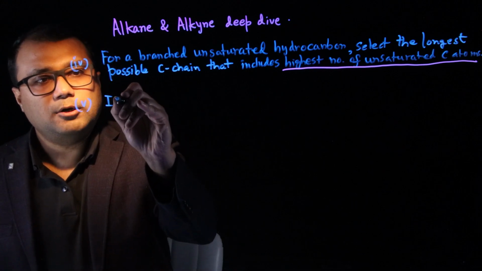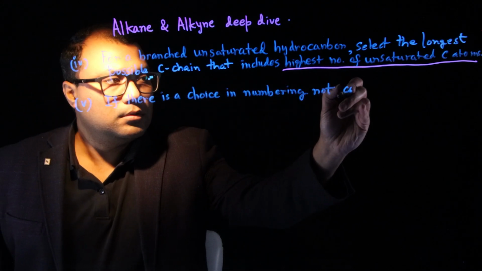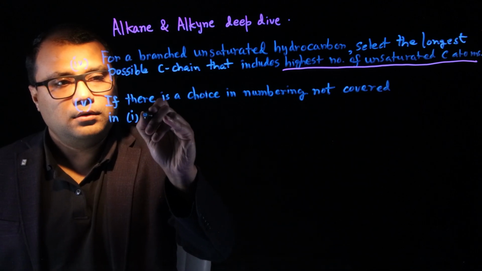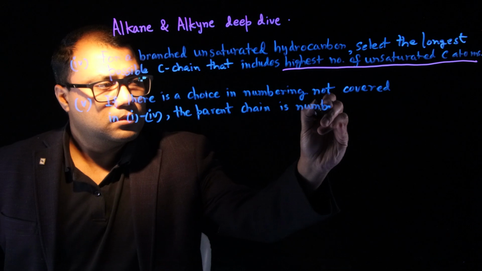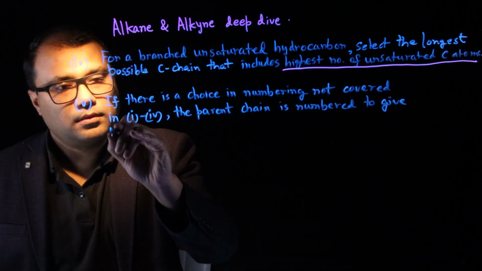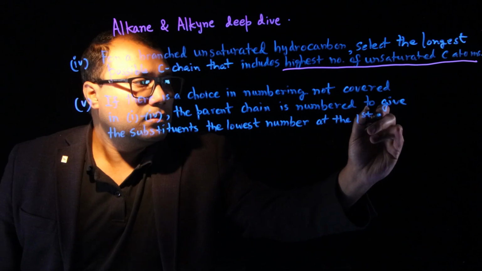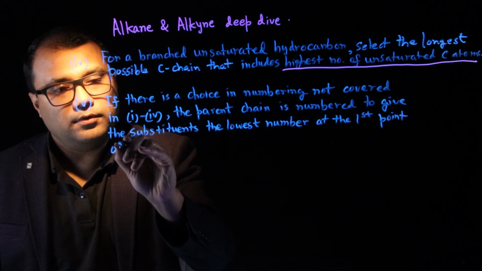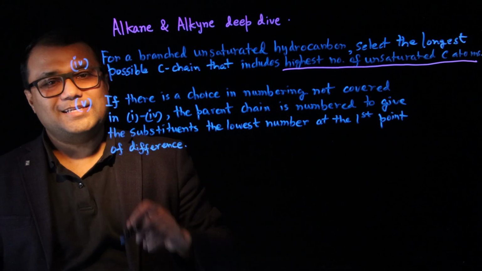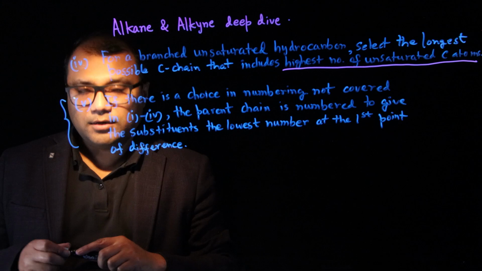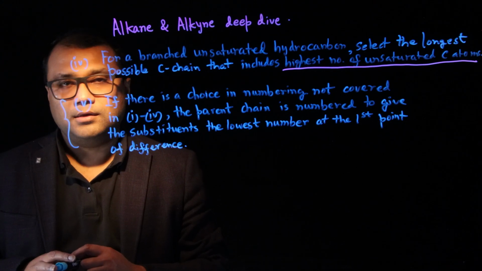If there is a choice in numbering not covered in 1 through 4, the parent chain is numbered to give the substituents the lowest number at the first point of difference. Again, a lot of words in here. But this example I will give later on. This would be beyond the scope of this introductory lesson, but I will definitely provide an example on this one in a later advanced lesson.